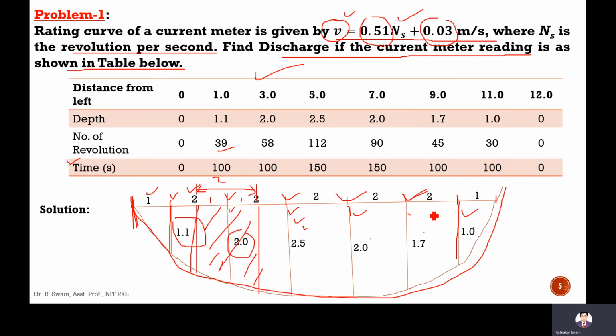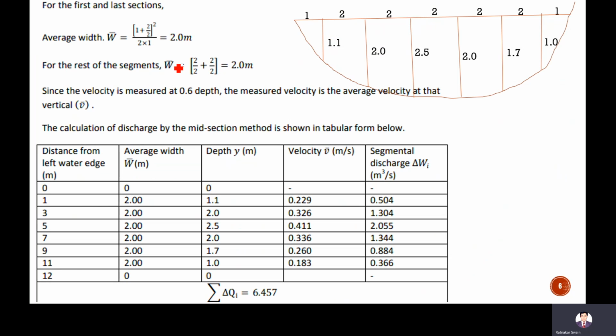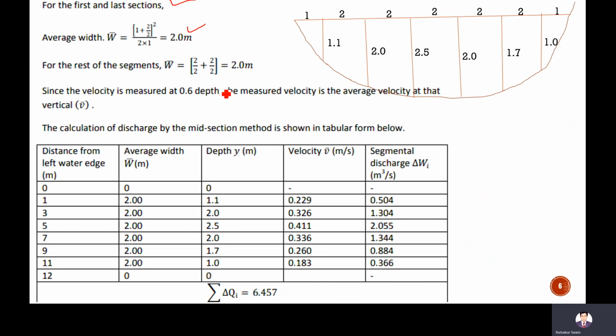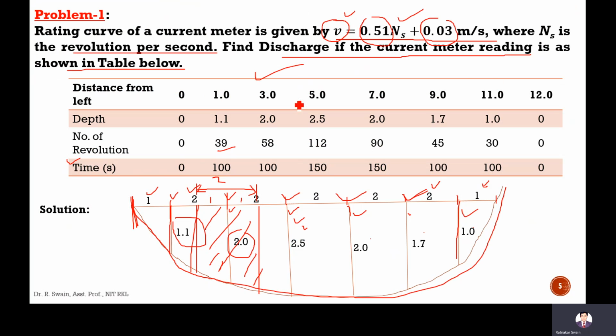For the last section it will be ((Wn + Wn-1)/2)² divided by 2Wn. Here we can calculate. For the first and last sections, it will be ((1 + 2)/2)² divided by 2, which is 2 meter. So for this section and this section it is 2. For the rest of the sections, the mid sections, it will be 1 plus 1, 2.